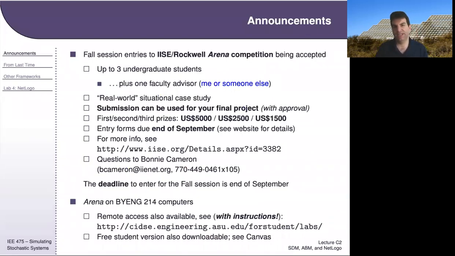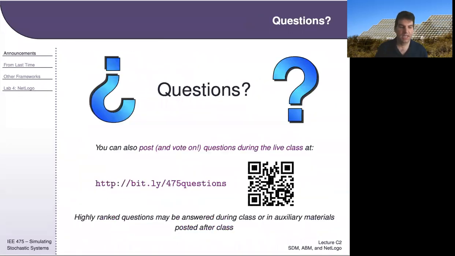Also, I'm not going to spend a lot of time on this, but the competitions are out there. If you want to do the competitions for your final project, I believe most competitions have a registration deadline at the end of this month, so you have to get on that. Any questions?